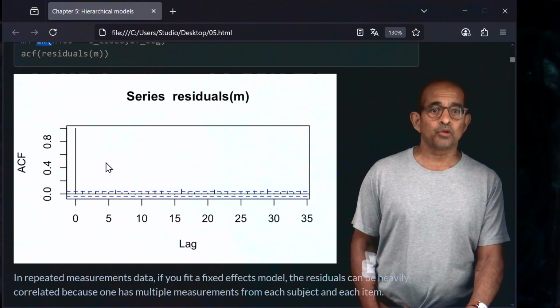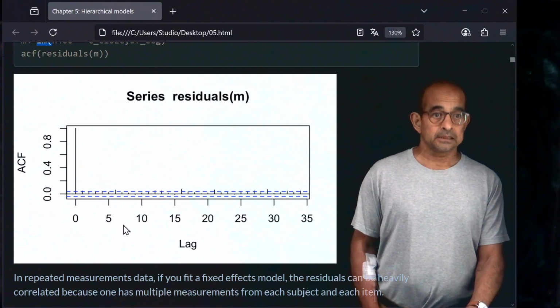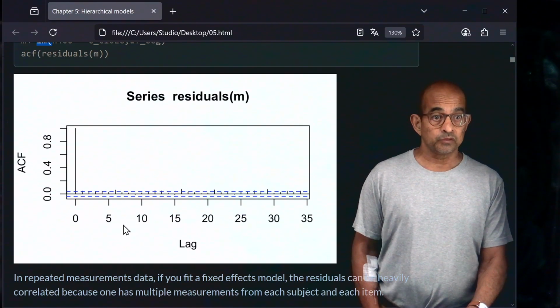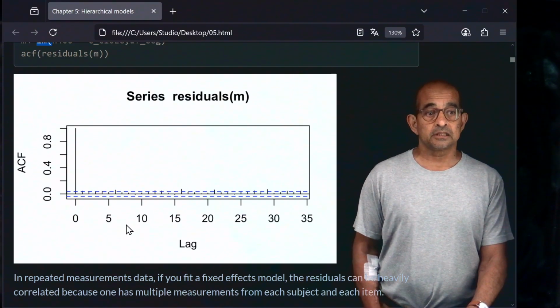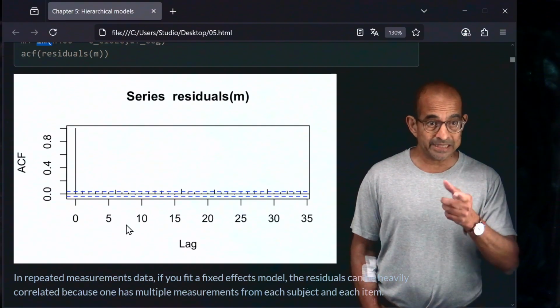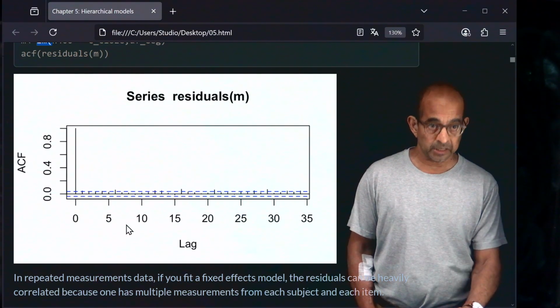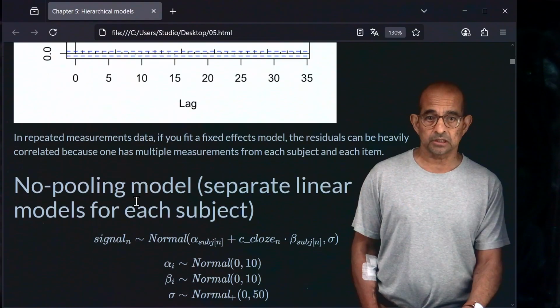But I'll show you some more examples later on where the ACF function will show you that the assumption of independence of the residuals is being violated in the data. I'll just show that to you.